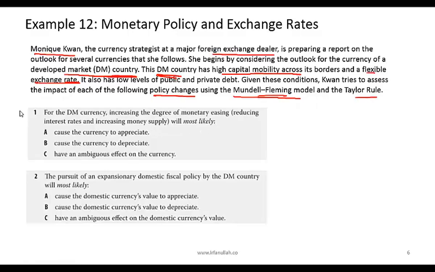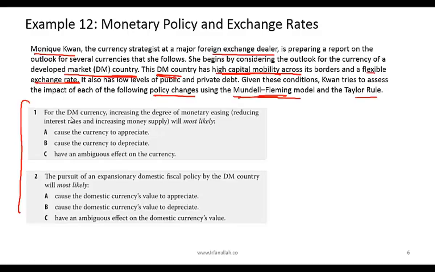First, let's look at this. These two questions will enable us to understand the Mundell-Fleming model. Specifically, we'll talk about the Mundell-Fleming model in a scenario where there is high capital mobility. The Mundell-Fleming model will be different if there isn't capital mobility. Okay, so remember, capital mobility is high. Then how do we operate? What is the first scenario?